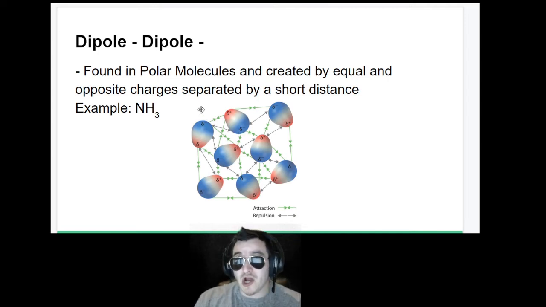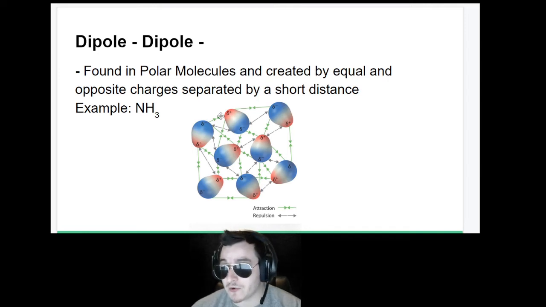Therefore, there's no I love you, I hate you, I love you, I hate you. It's always, I'm attracted to the opposite. It's always positives attracting negatives, negatives attracting positives. And so it's not fleeting. So anytime you have a polar molecule, the molecule is exhibiting dip-dip, otherwise known as dipole-dipole forces.